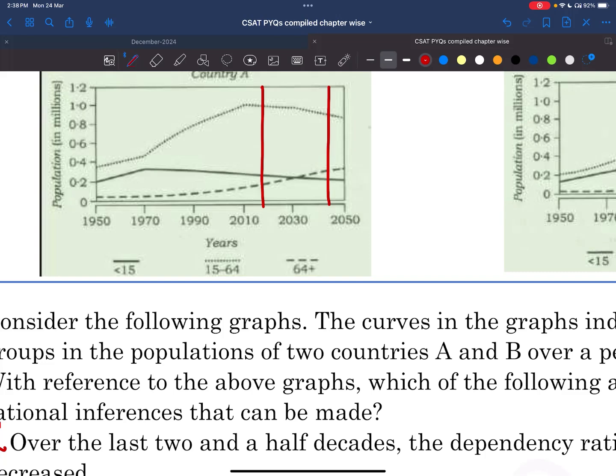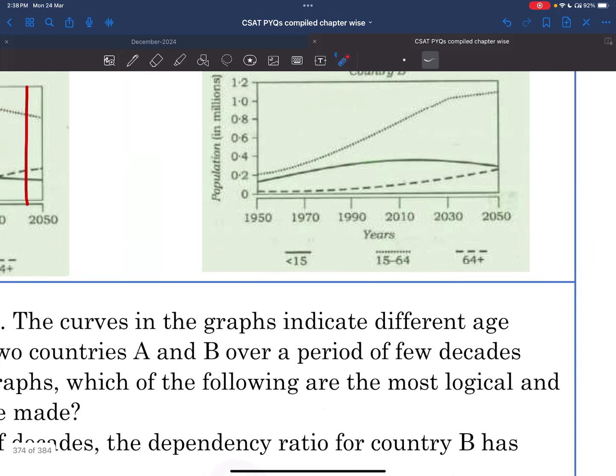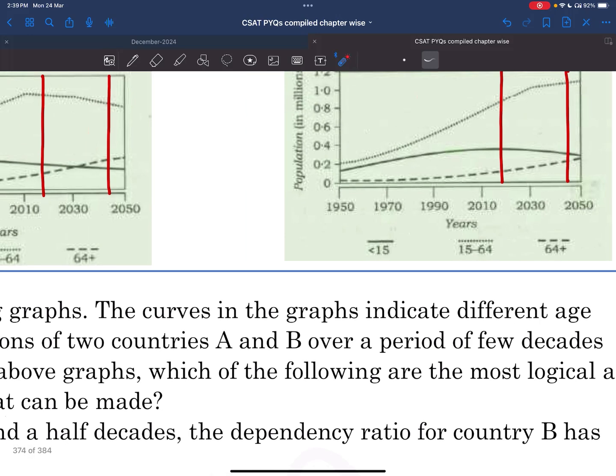Okay. Now see here, the population which is less than 15 years is decreasing, right? And this is increasing, the population of 64 years plus. Okay. Now see here, in country B, this is 2018 and this is 2045. Now, the decrease in the population of less than 15 years is very minimal, right? But see this slope, this is somewhat steep, right?